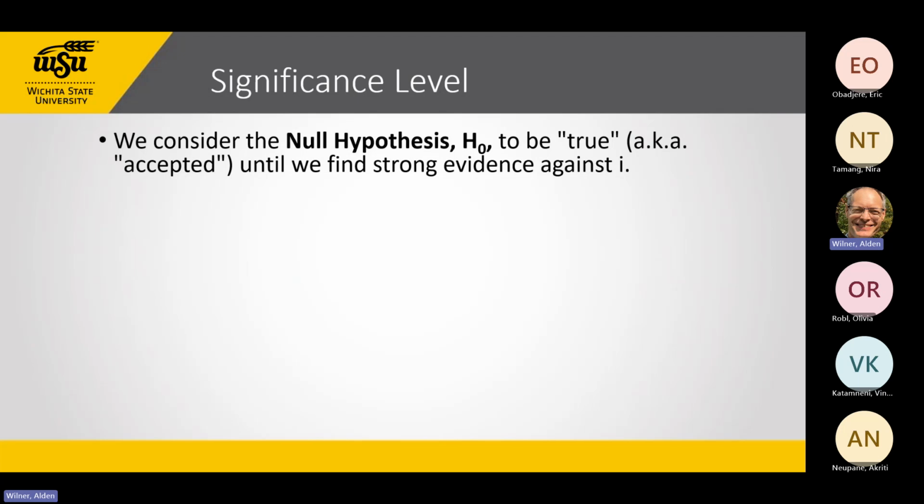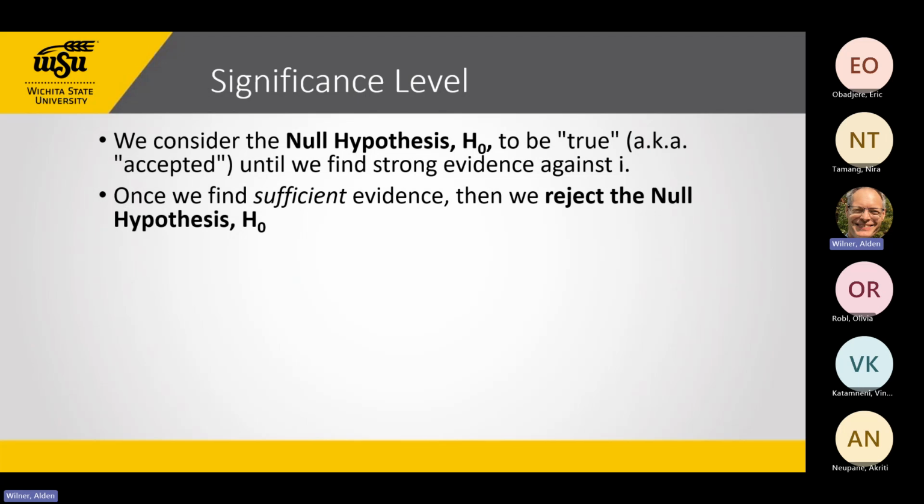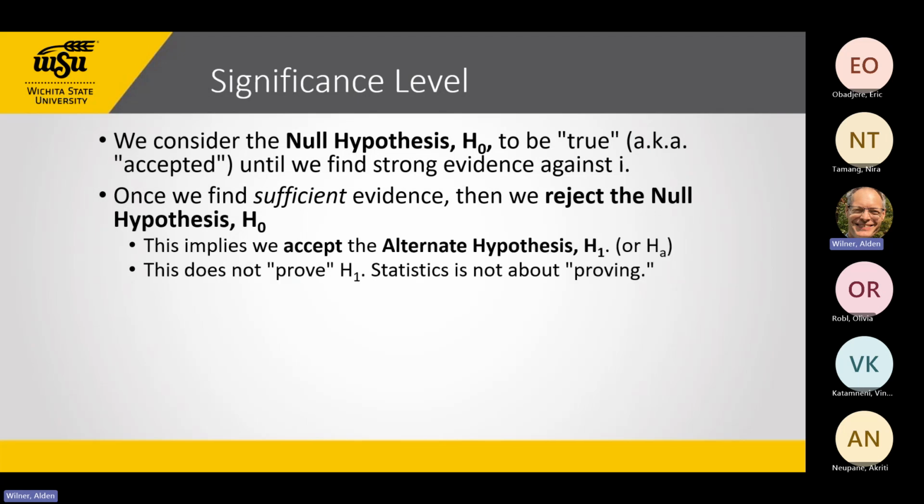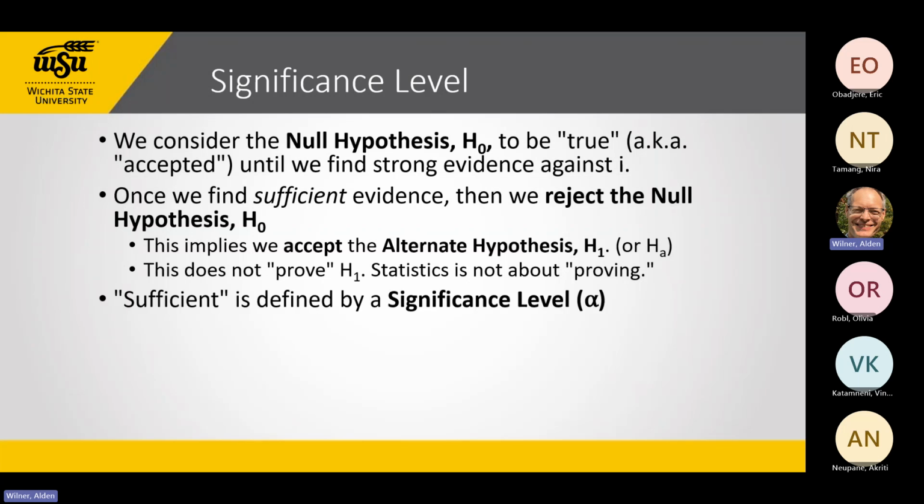So we consider the null hypothesis to be true, that is accepted, until we find strong evidence against it. Once we find that sufficient evidence, then we reject the null hypothesis. This implies that we accept the alternate hypothesis. It does not prove the alternate hypothesis. Statistics does not prove things. Statistics is only about showing the likelihood to be high or low, right?